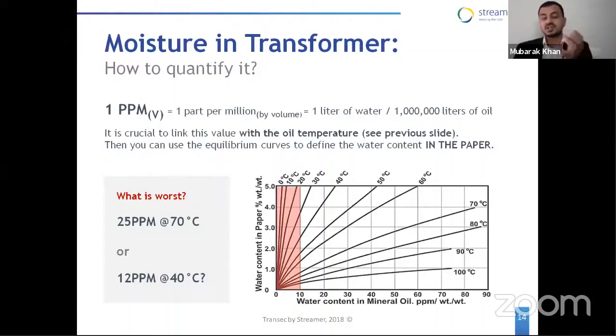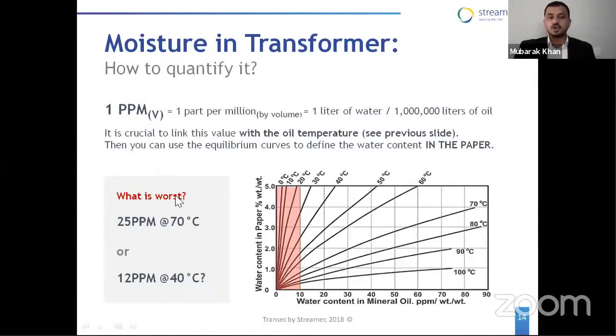So what we will do is try to find how much ppm is there and at what temperature, and from that we will calculate how much moisture is there in the paper.